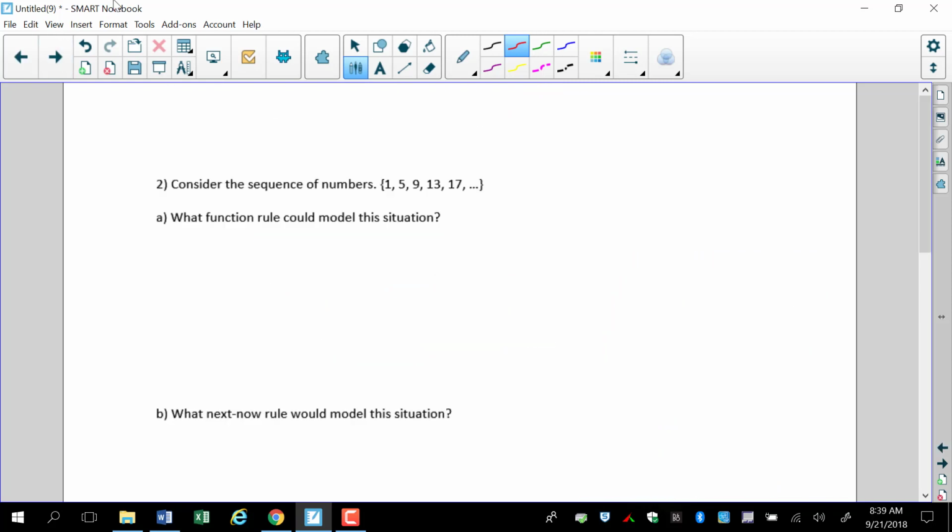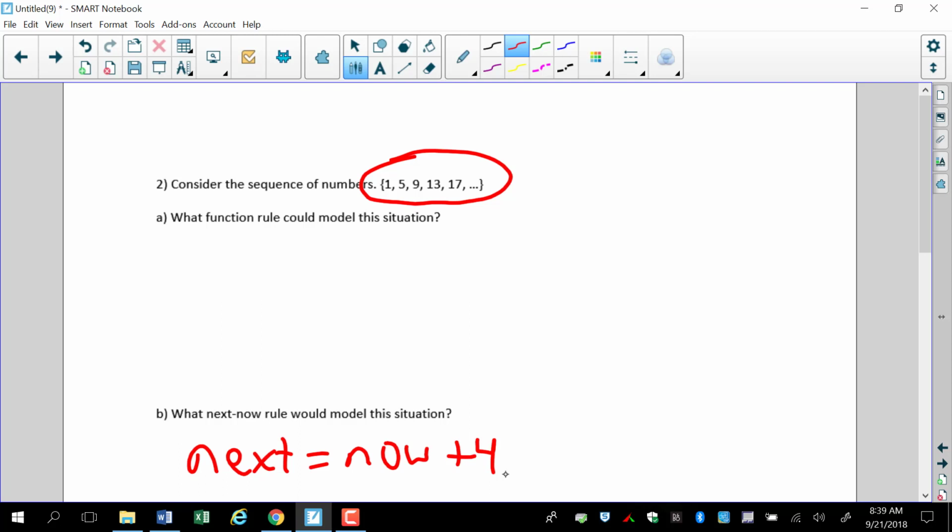Let's look at a sequence of numbers now and just look at it in a slightly different way. This one here, if you see the way it's written, this next now rule should be easy because it's set up as a next now. So how are we getting to the next number? Well, we're going from 1 to 5 to 9 to 13. So we're just taking the number that we have now and adding 4.